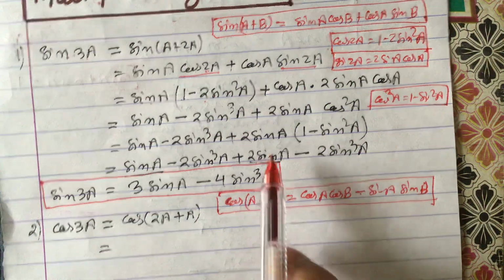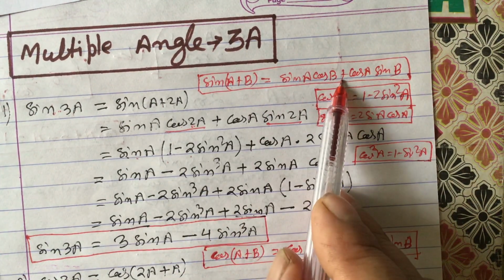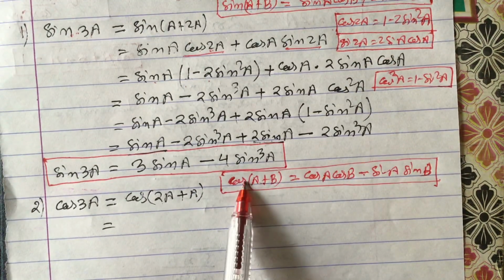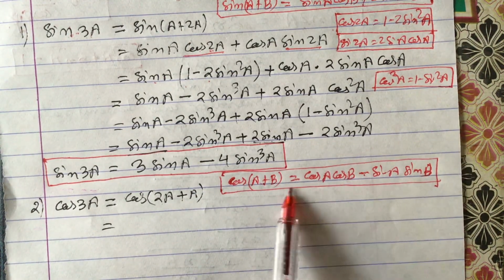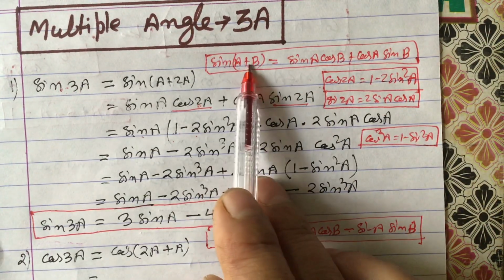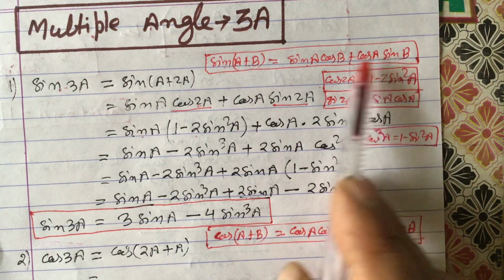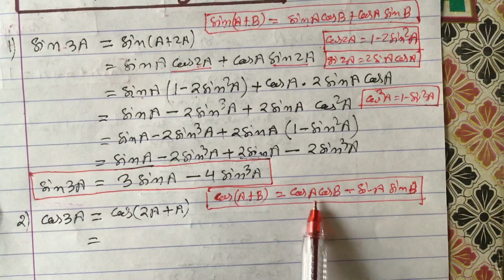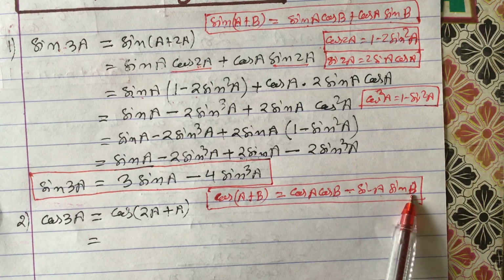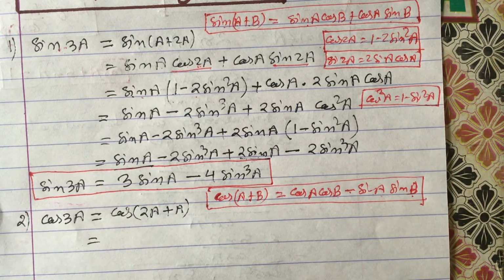See, in the case of sin, sin A plus B formula, here plus means here also plus. But in the case of cos, if here is plus, it will be minus, just the opposite sign will be there. In sin A plus B, sin and cos are multiplied to each other, but here it is cos and cos both, sin and sin both. So the sign is just opposite. So let us apply this formula, cos A plus B.